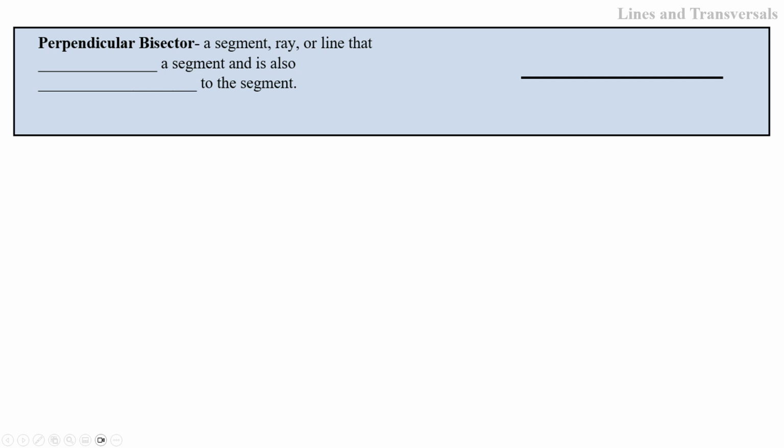And the last definition, a perpendicular bisector. A perpendicular bisector is a segment, a ray, or a line that bisects a segment and is also perpendicular to the segment. So it's basically in the definition: it's going to bisect it, and it also has to be perpendicular. For example, let's take a look at that segment. If I draw a line going like that, it's going to bisect it into two congruent pieces. That's the definition of a bisector. It also has to be perpendicular, so it has to form a right angle. That red line up there is a perpendicular bisector because it cuts it in half, into two equal pieces, and it's also perpendicular.